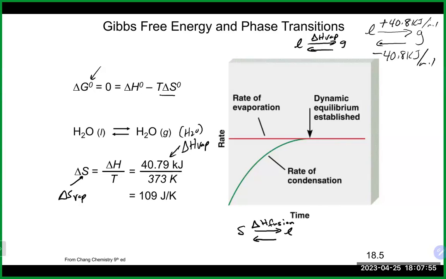Same thing with our delta H of fusion. For water, for example, as we go from solid to liquid, again, that's an endothermic process, something like positive 6.02 kilojoules per mole. And as we go from liquid back to solid, that's an exothermic process where heat and energy would have to be released. That would be a minus 6.02 kilojoules per mole, which would be exothermic.